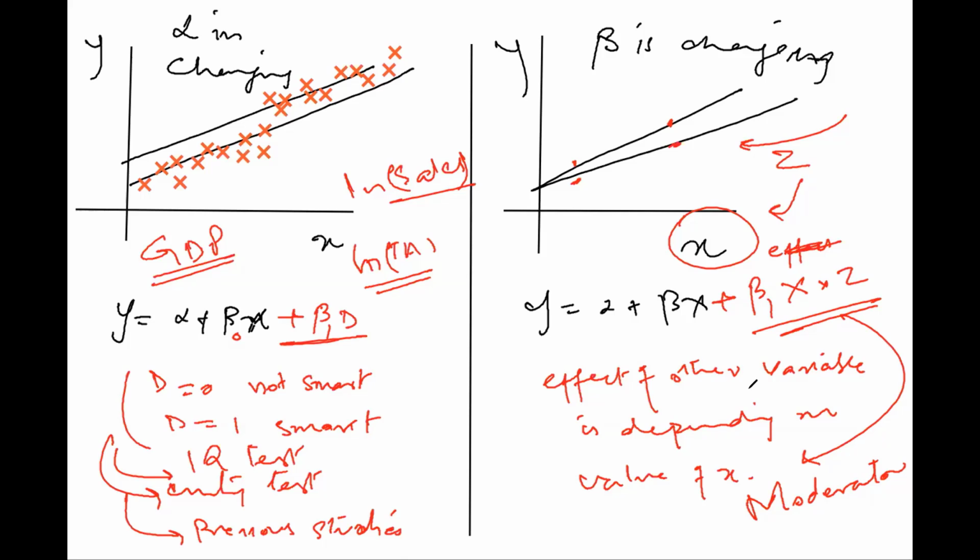Okay, so this way you can control the moderator. I will do one activity where we look at how the line will change if the value of d or z changes. So we'll do that activity later on. But here I talked about how to solve this problem.